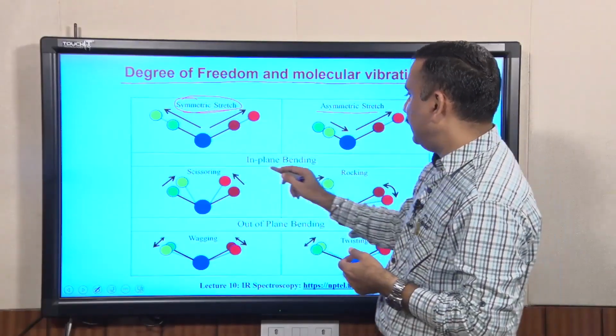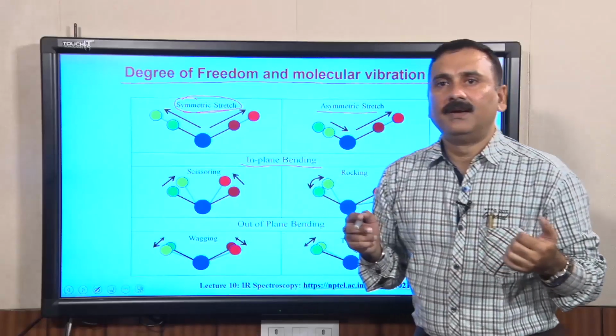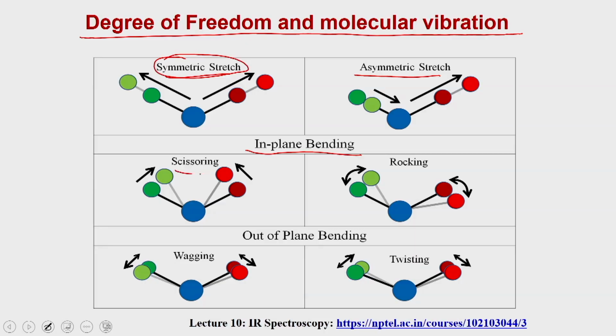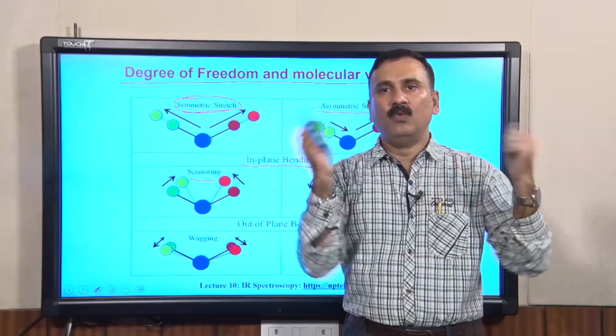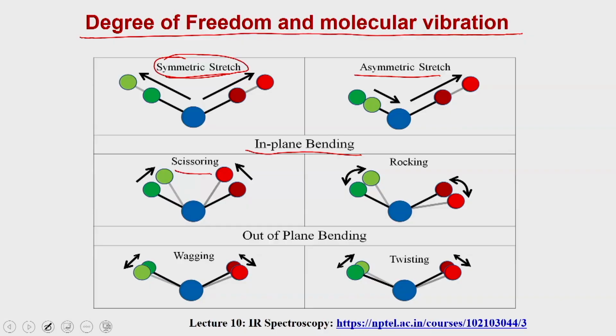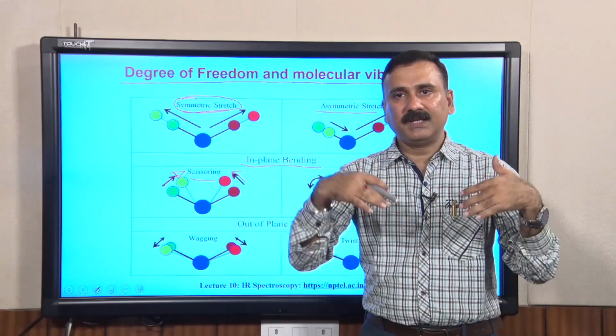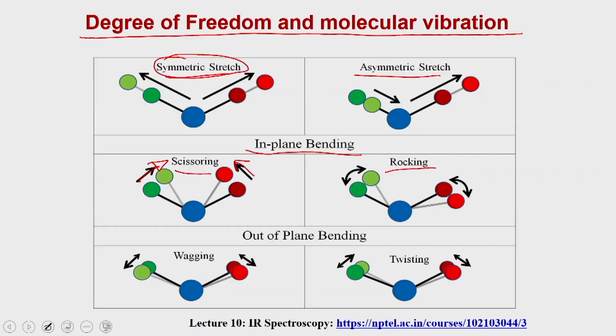Then you can have in-plane bending, which could be scissoring, which means the atoms move towards and away from each other, one moving in this direction and the other in that direction. That is called the scissoring effect. It could be rocking, so it will be rocking like this. That is another kind of motion.